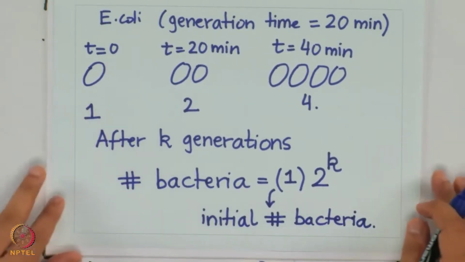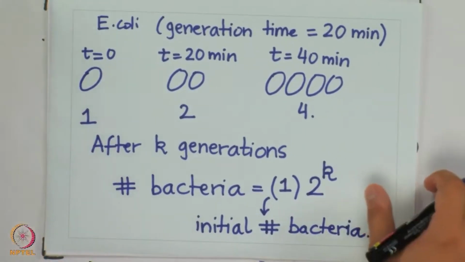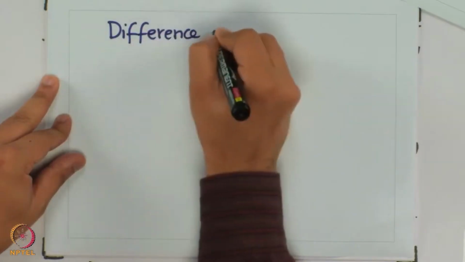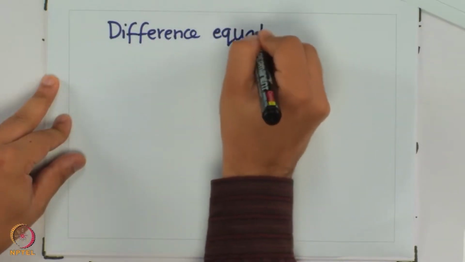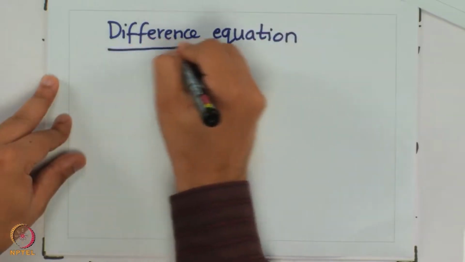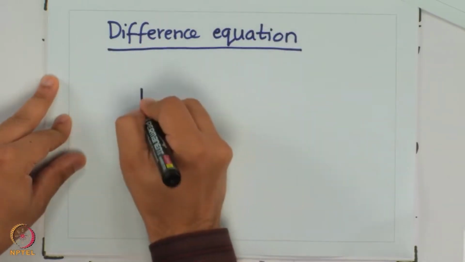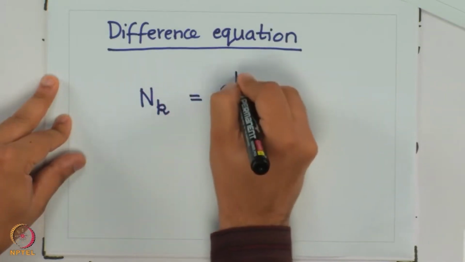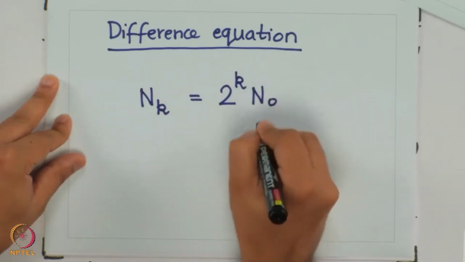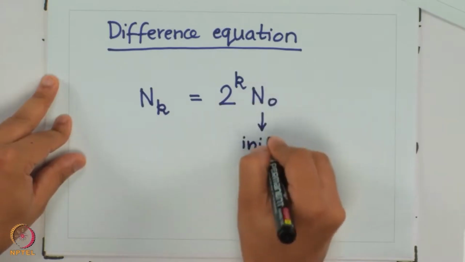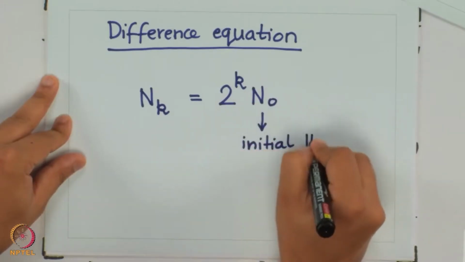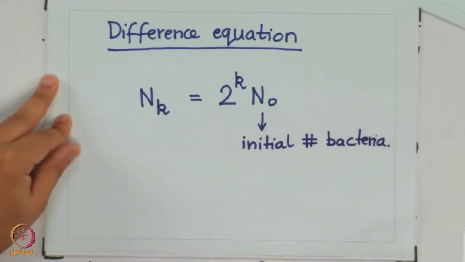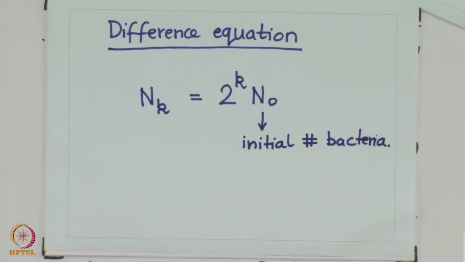This type of an equation is what is called the difference equation, and we can rewrite this as bacteria at the end of k generations is equal to 2 to the power k times n naught, where n naught is the initial number of bacteria. So with this equation, this is called the difference equation.